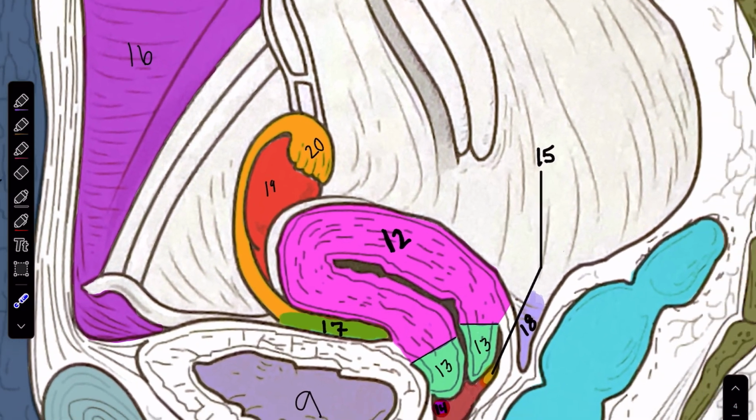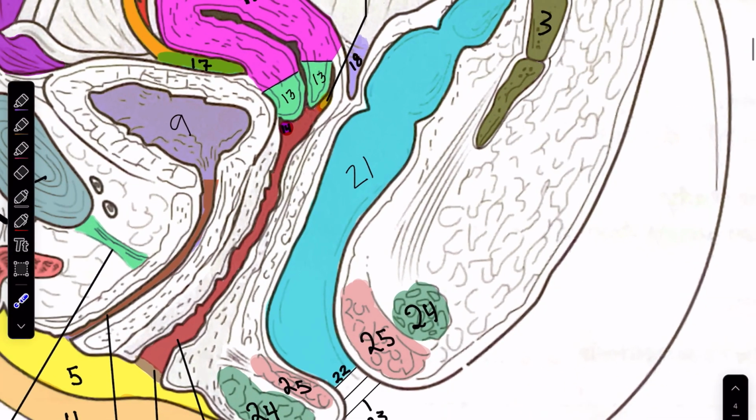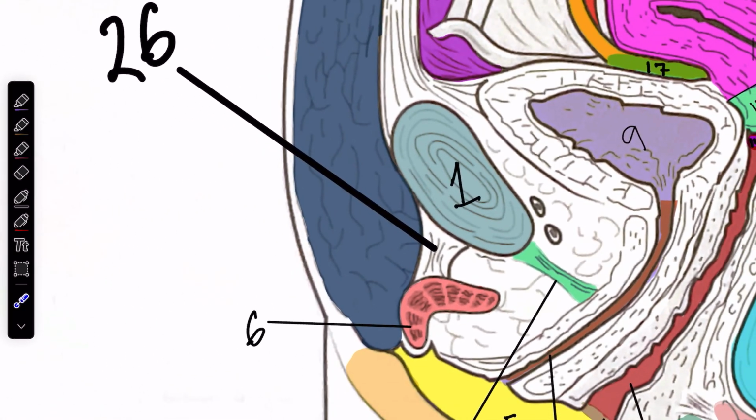21 is going to be the rectum. And then we've got 22 being the anal canal, and 23 being the anus. 24 is your external anal sphincter, and 25 is going to be the internal anal sphincter. And then 26, I had to write this one in, but this is going to be your suspensory ligament of the clitoris.